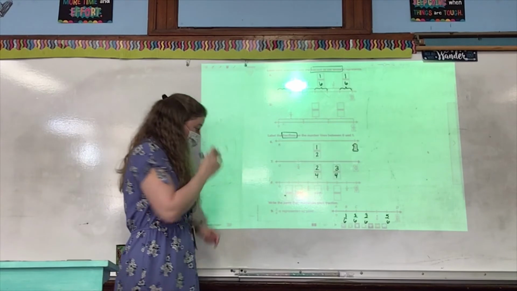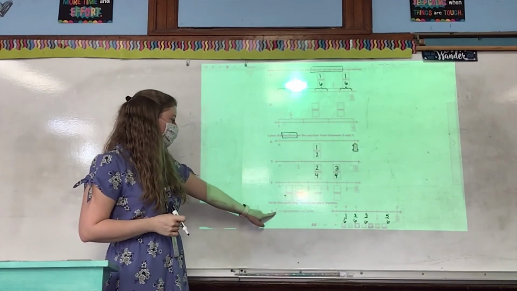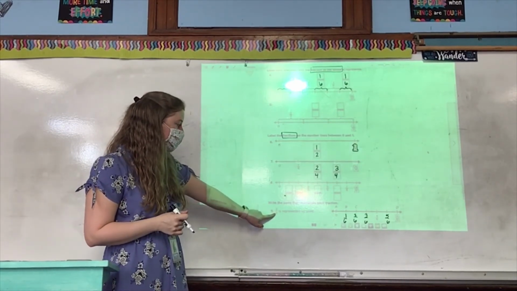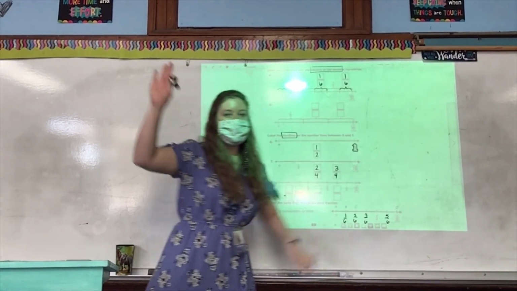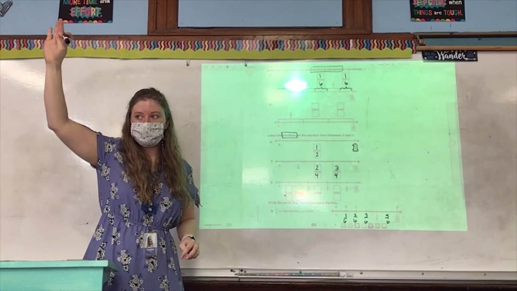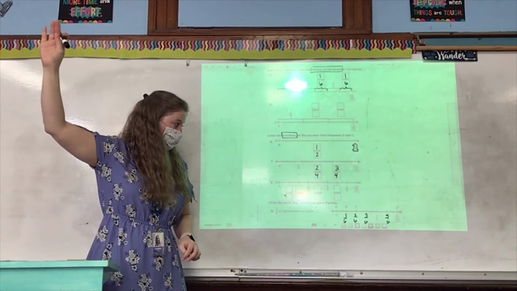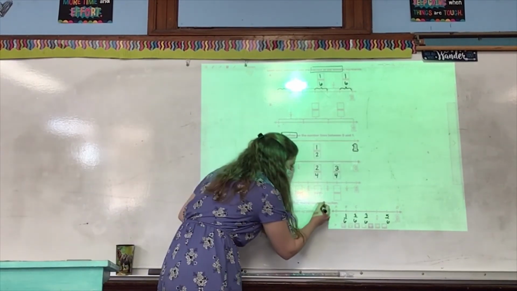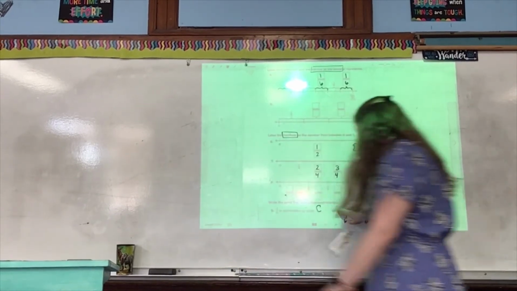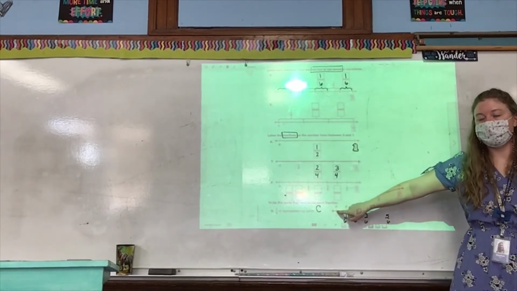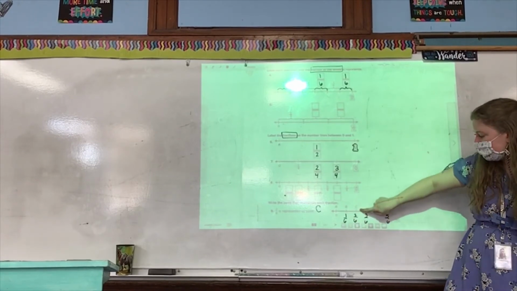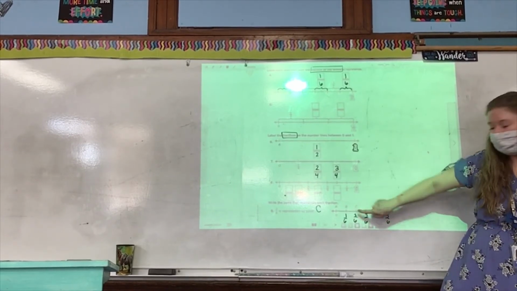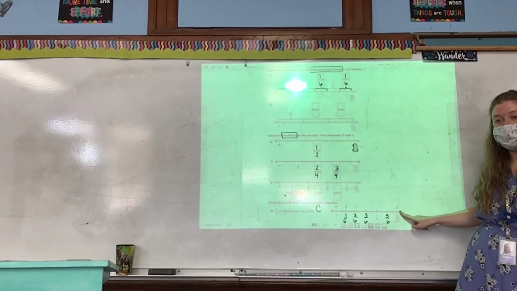Okay, so now I know I'm looking for 2/6. So 2/6 is represented by point A, B, C, or D. Mason. C. Because Mason, A is what? 0. B is what? C is what? And D is what?